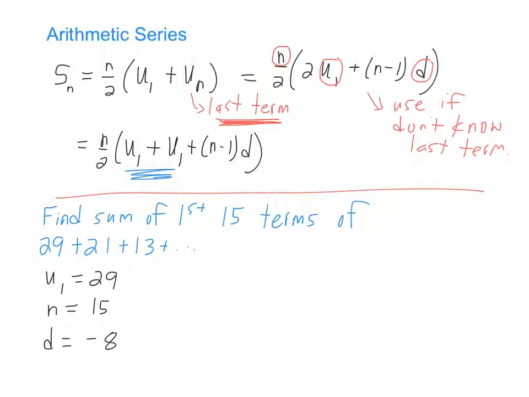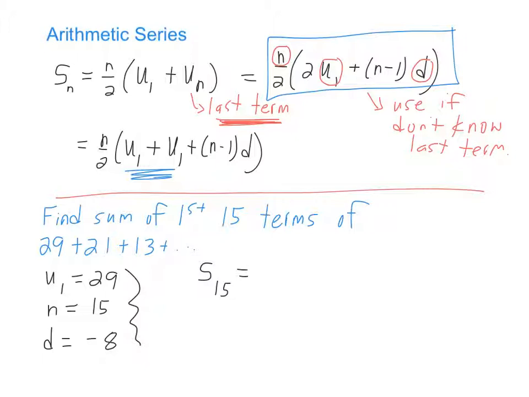So, from up above, we are going to use this second formula because we don't know the last term. Now, could we find it? Yeah. But since we know these three, it's just easier to use the second formula. So, S sub 15 means we're trying to find the sum of the first 15 terms. So, n is 15, so 15 divided by 2. Then you have 2 times the first term, which is 29, plus, again, I'm just plugging straight into that formula, 15 take away 1, and then our common difference is -8.